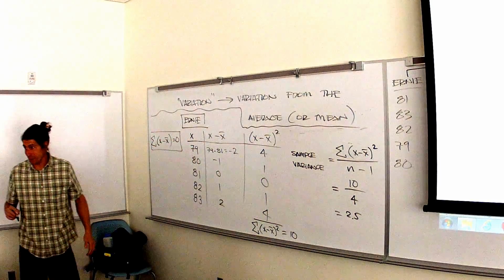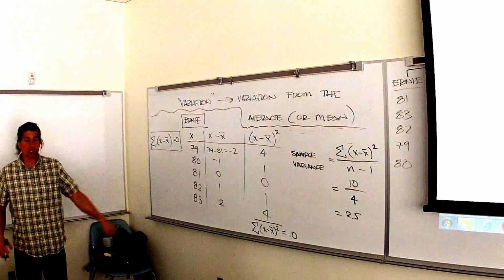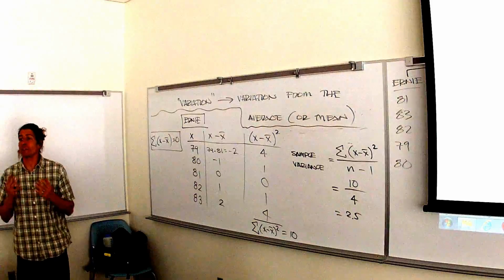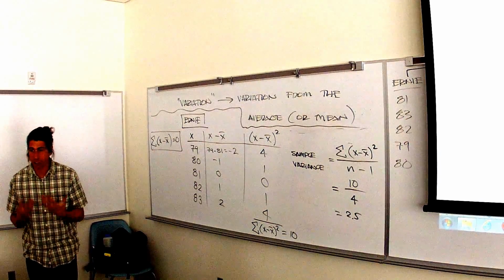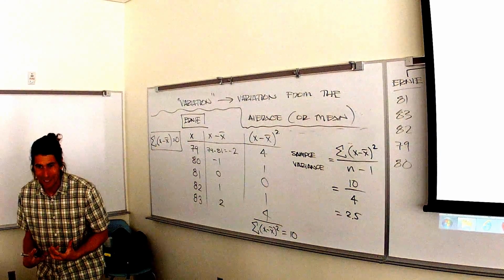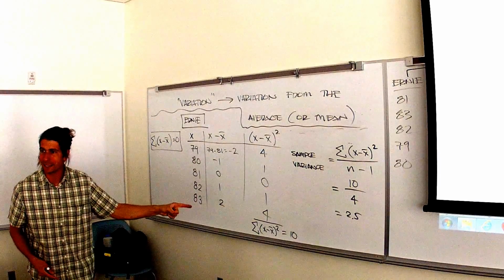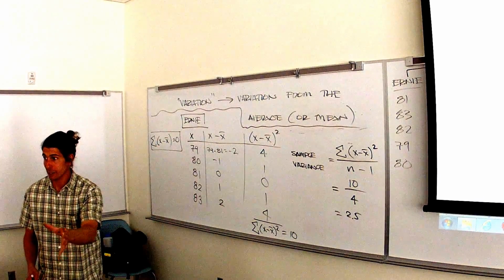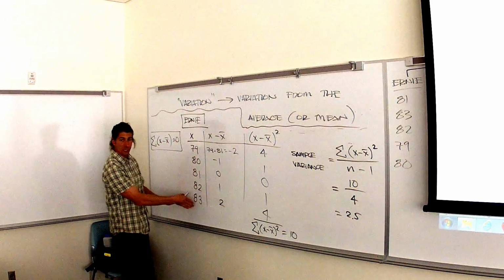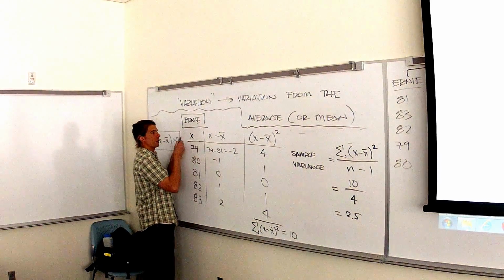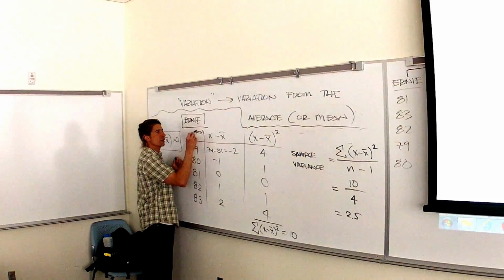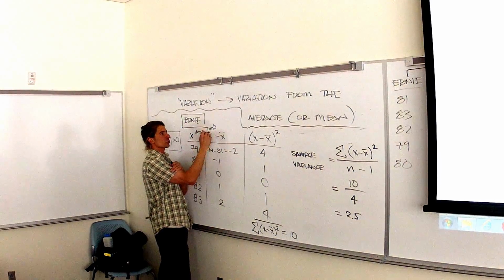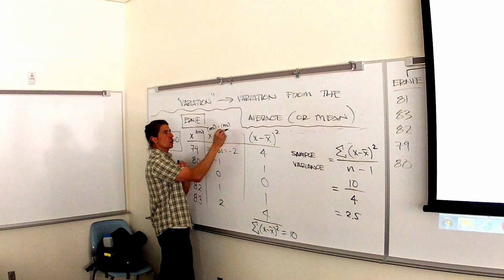Now the problem I have is, yeah, it's 2.5. 2.5 what? We know what the average is. He averages 81 points per test. But 2.5 what? Let's chase the units, shall we? Original data is right here, and that's in points, correct? We then take points and subtract points, which leaves us with what?